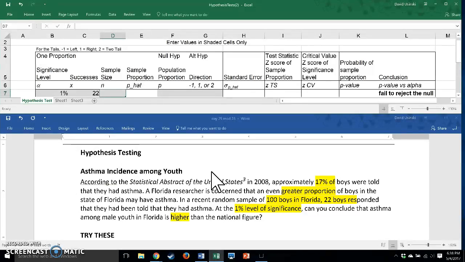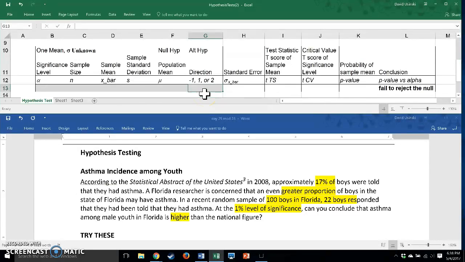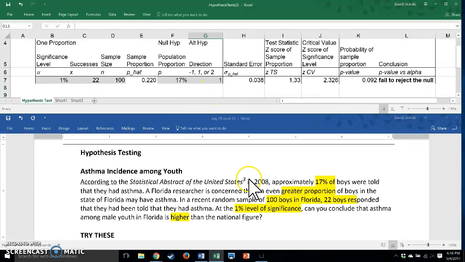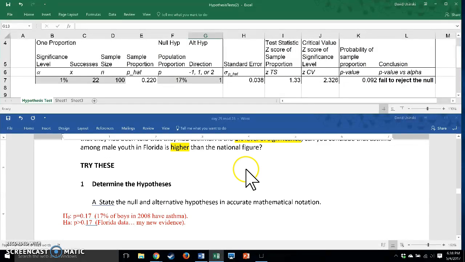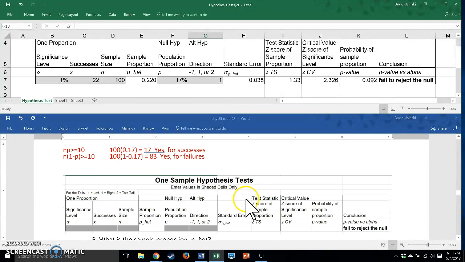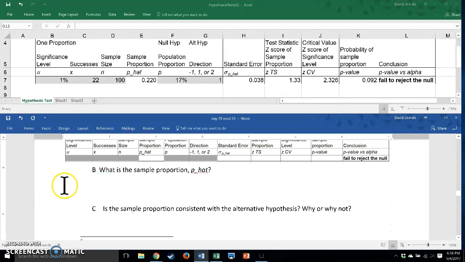Sample size is n, so we say that's 100. So there's my p hat, 22%. The p is the population proportion. That's my null hypothesis. So the old number was 17%, so we can put in 17%. And remember, this is one-sided, so I would do a 1 and hit enter. Whoops, and I came down to the other one. All right, so let's see how close we are to statistical significance, or if Florida's numbers are about the same. Let's see what we have here.